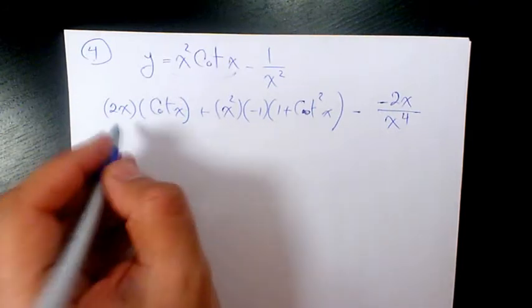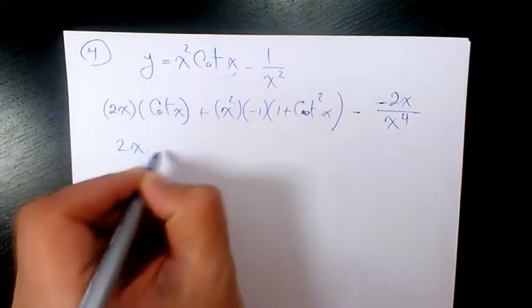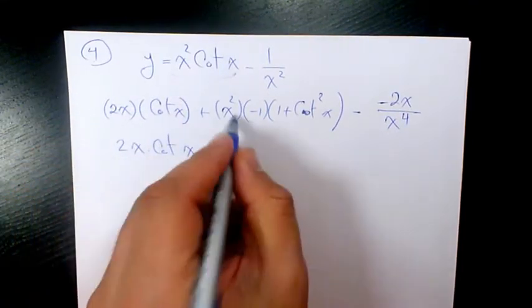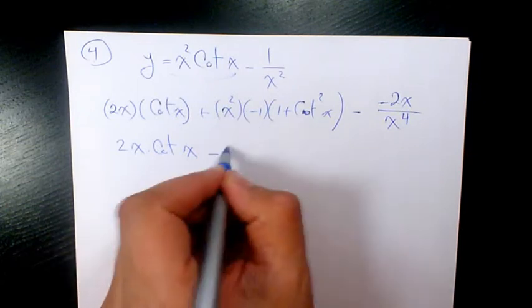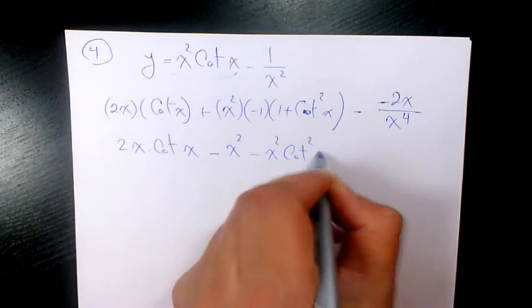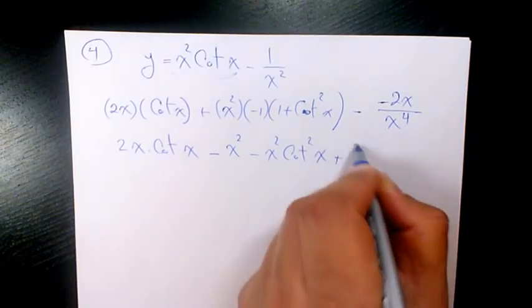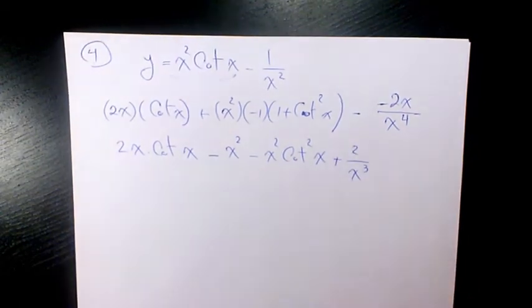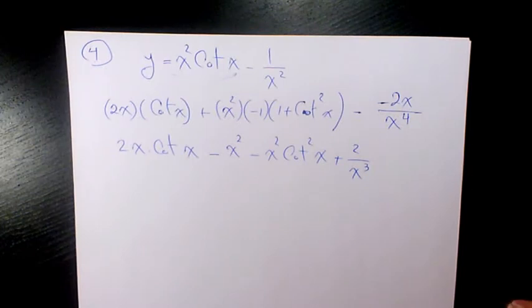So when you simplify it, it's going to be 2x cotan x minus x squared minus x squared cotan squared x plus 2 over x cubed. That's the answer.